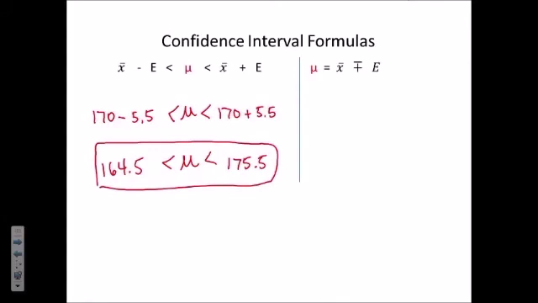Or sometimes this other formula is used. Mu equals X bar, 170 pounds, plus or minus the margin of error. So we would say that the mean weight of all New York City police officers is 170 pounds plus or minus 5.5 pounds, or you could say 170 pounds with a margin of error of 5.5 pounds.